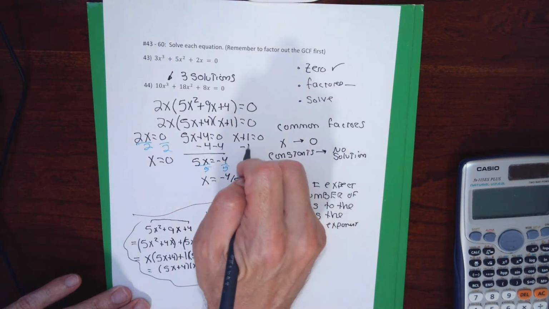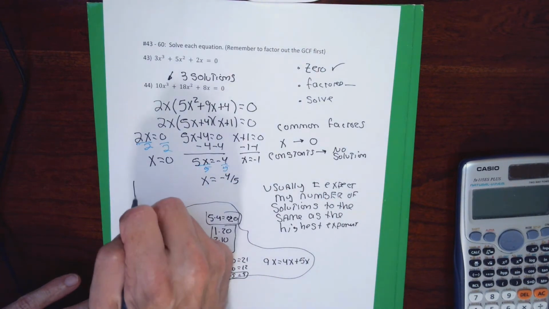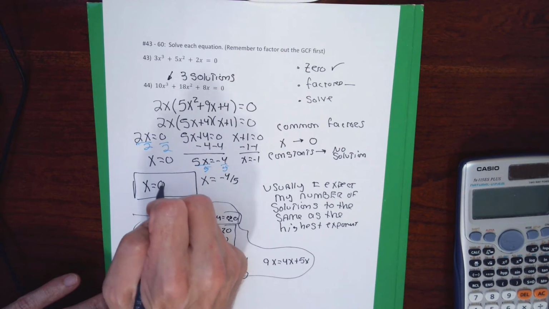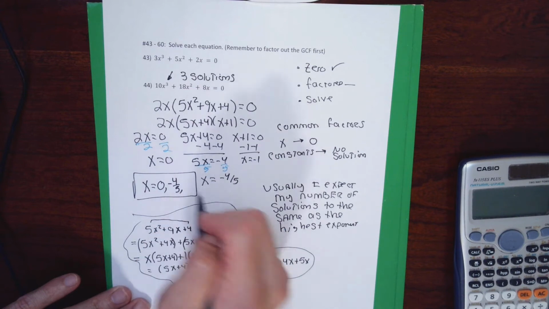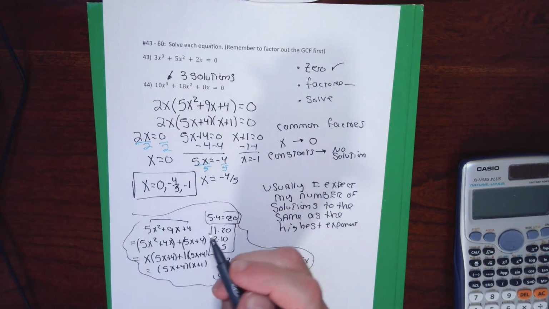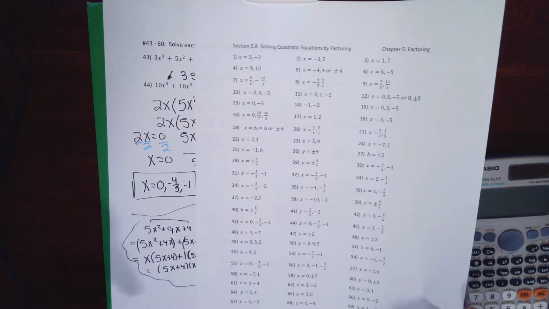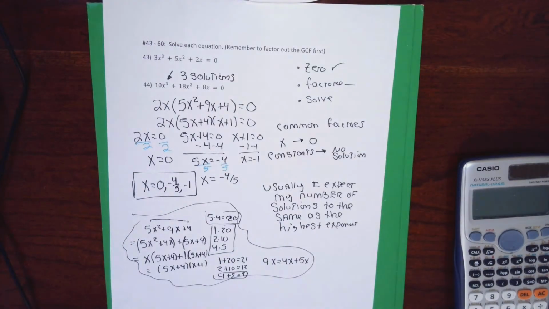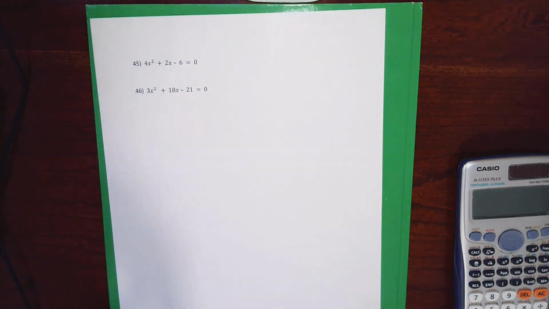And for the x plus 1 equal to 0, I minus 1 from both sides and get x equal to negative 1. When I write my answer, I usually write one of the variables and separate the individual answers with a comma. And just to save time, I'm going to pull out my sheet for 44. And 44, I get 0, negative 4/5, and negative 1. Feels good.